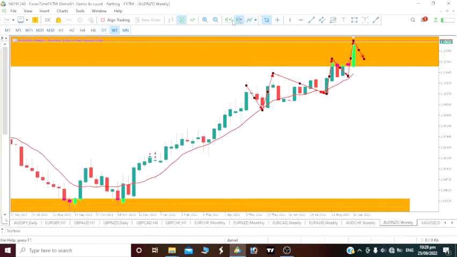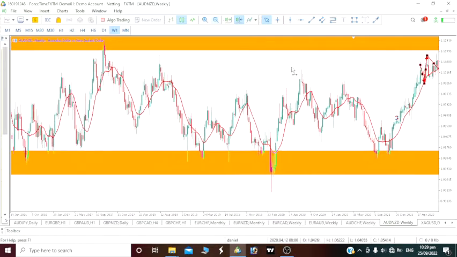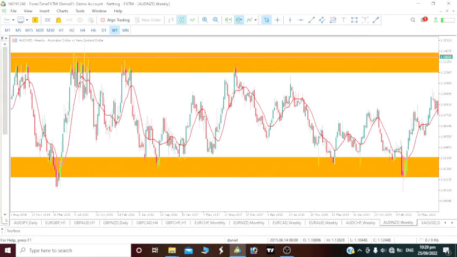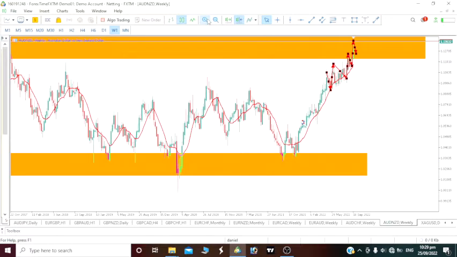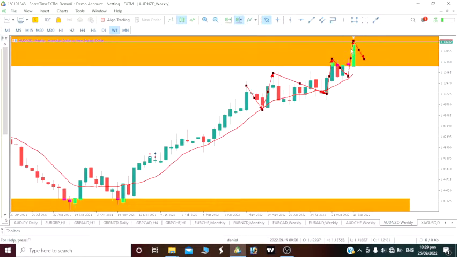Now let's zoom it out. As usual, it is still at a certain key level area, where we are expecting a drop. I mean, it is at a resistance level, so we are expecting a drop, and an indication again that we are expecting a bear to happen on this AUD to New Zealand dollar.